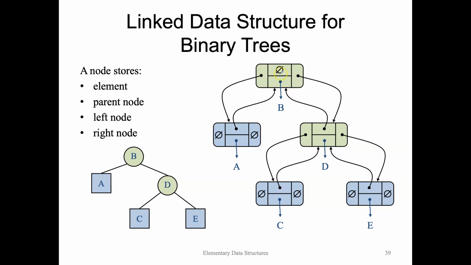So our root node is the only one which has no parent, but every other node has here a reference back to its parent. So A's parent is B. A has no left child, it has no right child, and we're storing that element A here, for example. So again, this is linear time, big O of n storage, constant time for nearly all tree operations.